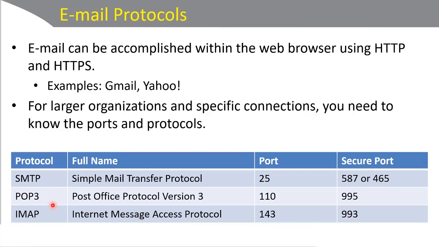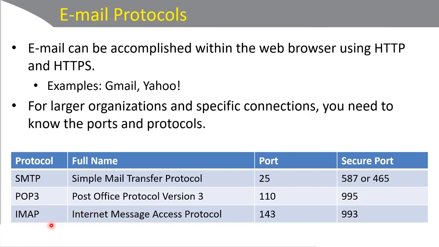And then for receiving mail, we have POP3 and IMAP. POP3 is the Post Office Protocol version 3. It's very common. It's not the only type of POP, but it's definitely the most commonly used one. And it's used by email clients to retrieve incoming email from a mail server. The original POP port was 110, but for secure transmissions, the default port is 995.